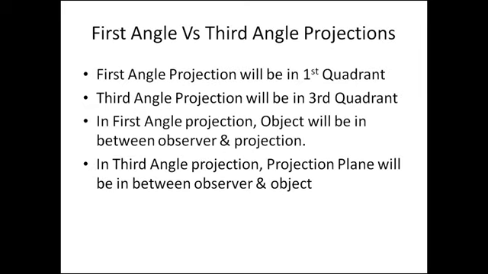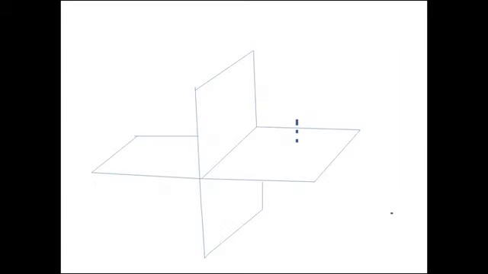Now we are going to see first angle versus third angle projection. First angle projection will be in the first quadrant, and third angle projection will be in the third quadrant. In first angle projection, the object will be in between the observer and the projection plane. In third angle projection, the projection plane will be in between the observer and the object. Whatever we have discussed, we are going to see in this animation.